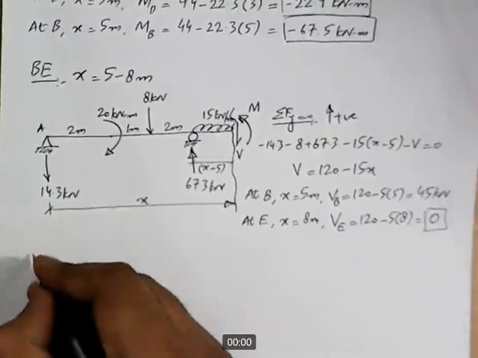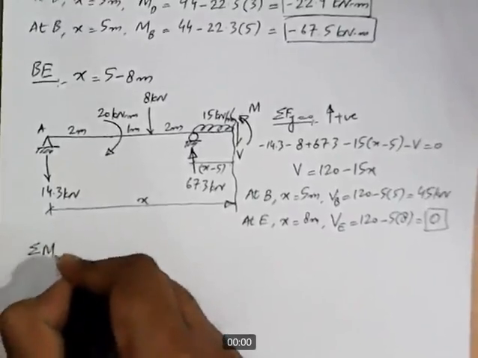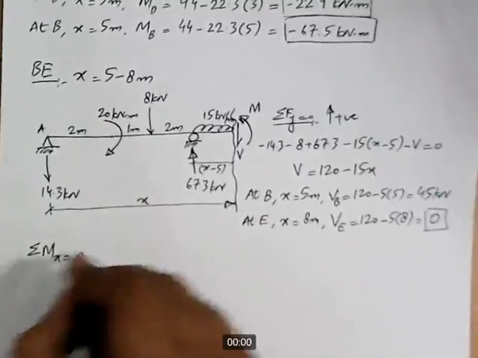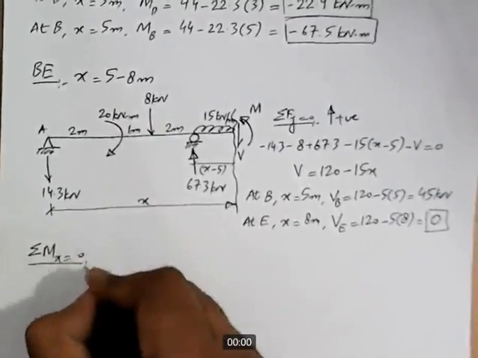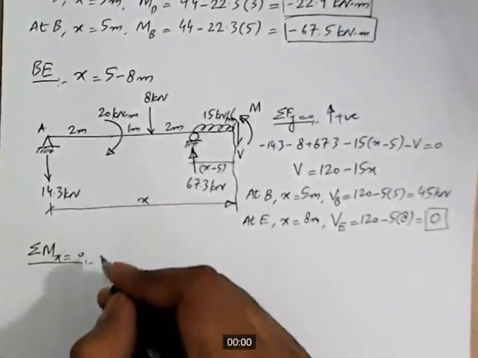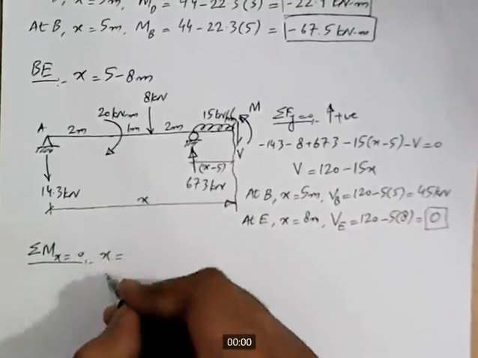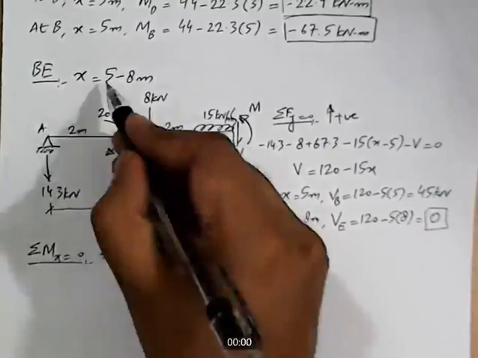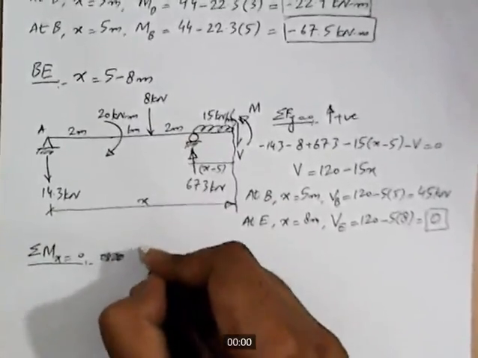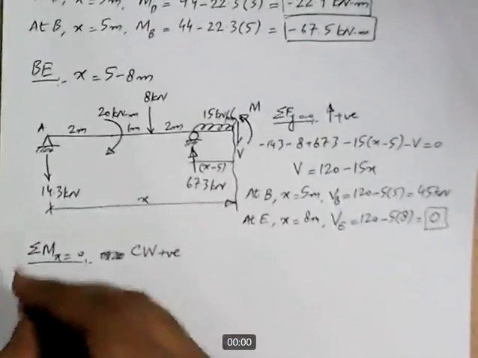Okay, now let's move towards bending moment. Sigma Mx equal to 0. How much is the value of x for this region? We have already written, x for this region varies from 5 to 8, so we need to write down our convention, clockwise as positive.